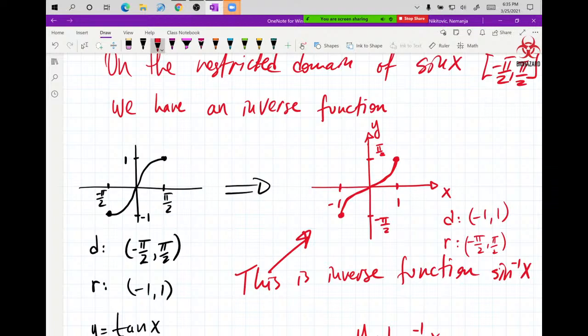Any questions, concerns about the inverse, which is supposed to undo trig?